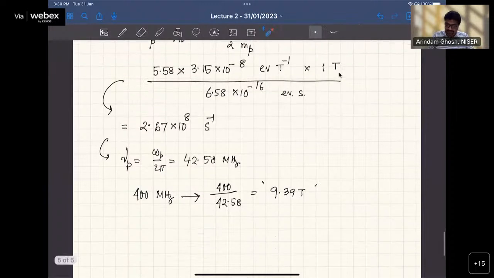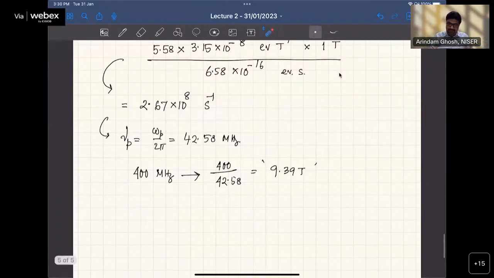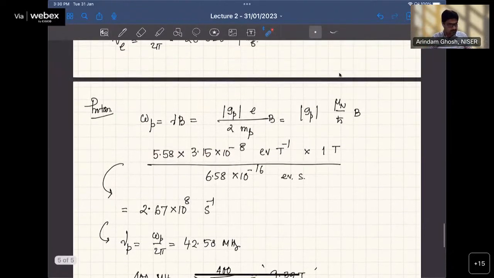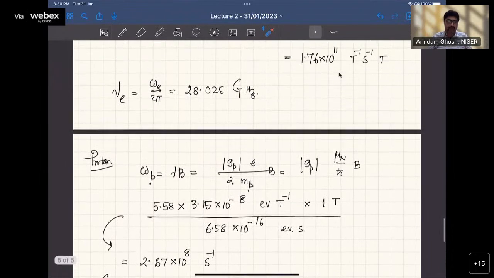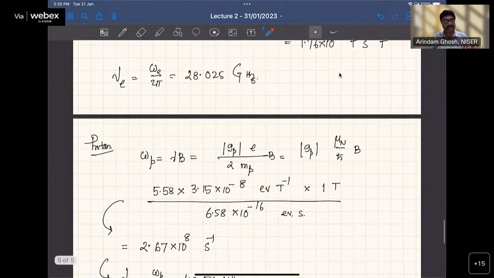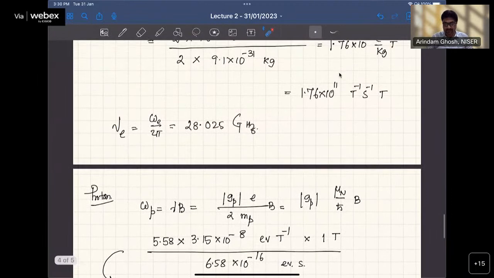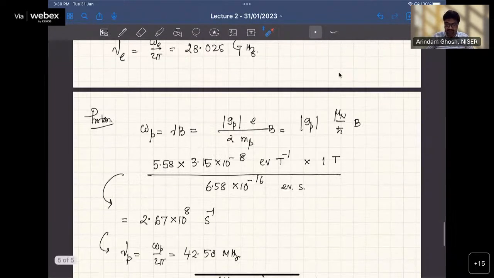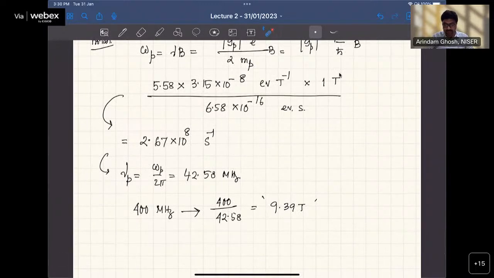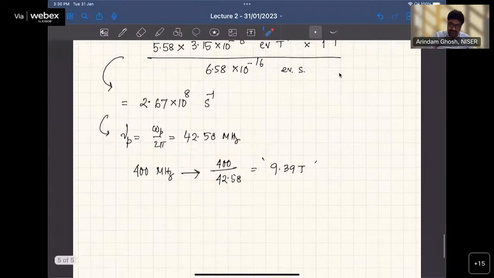So instead of saying that we have a 9.3945 Tesla spectrometer, we call it a 400 megahertz spectrometer. It's easy. Anyway, I quickly drew a few numbers today so that it gives you a perspective: for the same magnetic field, an electron has a Larmor frequency of 28 gigahertz, whereas a proton has a Larmor frequency of only 42 megahertz. And that is why NMR runs in megahertz.